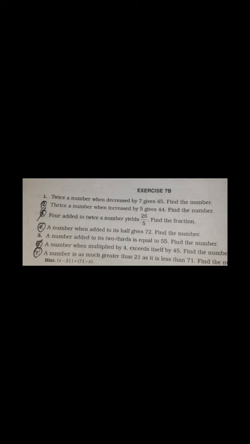Now, students, it's time for your homework. A number when multiplied by 4 exceeds itself by 45. Find the number. You have to try to frame the equation. Multiplied by 4 means 4x, exceeds itself by 45. So you people know what is the meaning of exceed. So you have to form a linear equation and then you have to find out the value of x. Let's see how many students will be able to do this question.